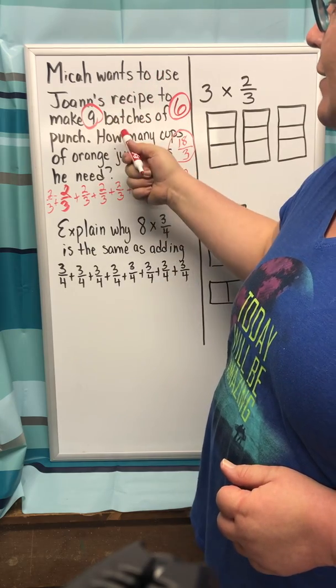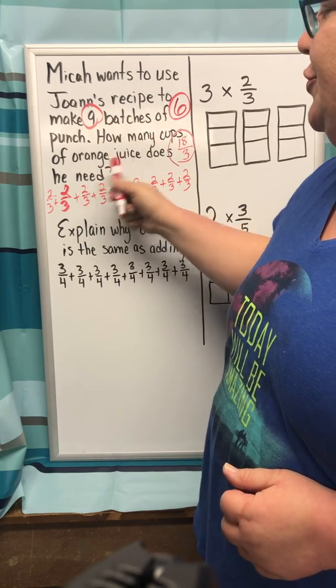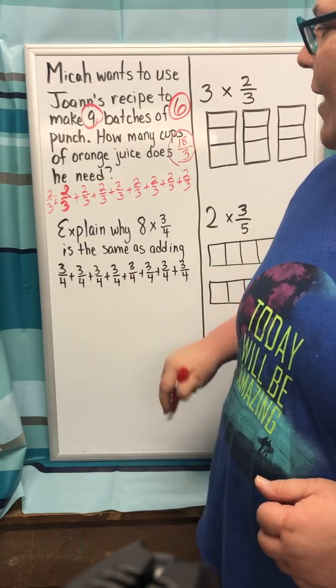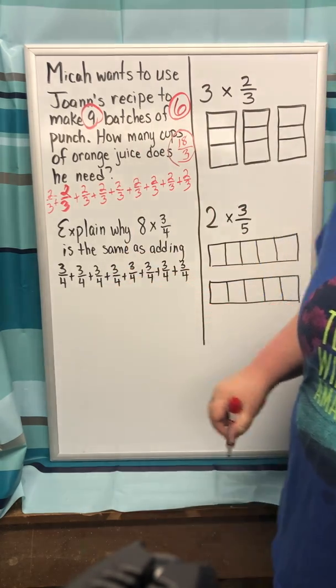So Micah is using the same recipe. How many cups of orange juice does Micah need? He needs 6 cups of orange juice. Okay, going on to question number 2.